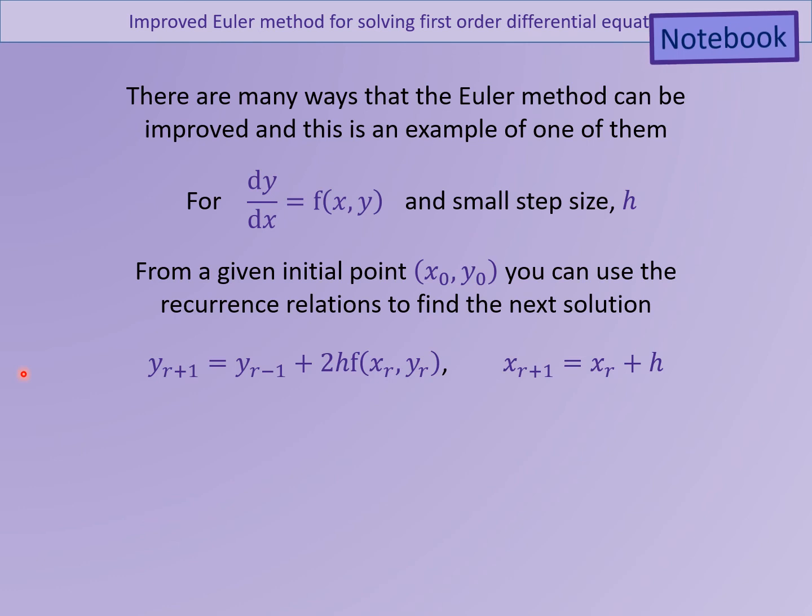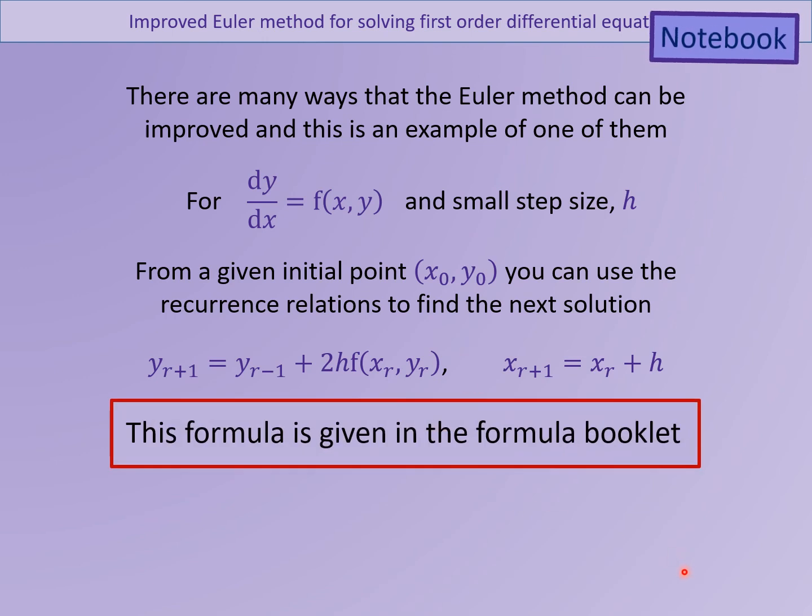Right, then I could do this. To work out y value plus 1, so the next y value along, it is going to be the previous y value, so not the one just before it, but the one before that, plus 2 lots of the gradient of the previous y value. So I need to start there. I need to work out the gradient of the next one, and then add the gradient of the next one along and add it on twice. That formula is given to you in the formula book. So they give you that improved formula.